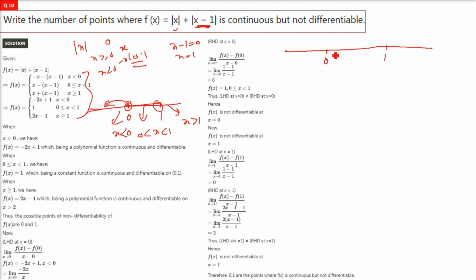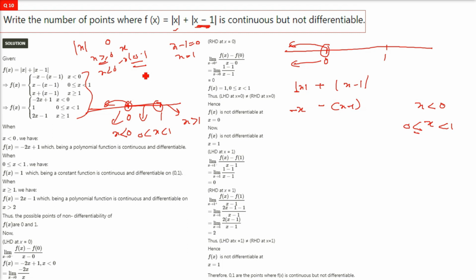So this is 0, this is 1, we already explained it. So modulus of x plus modulus of x minus 1 we have to do. If x is less than 0, that means we are on this side. So modulus x will be negative x, because of course below 0 mod x is negative, and below 1 modulus x minus 1 is negative. So we are talking about below 0. So it will be negative x minus 1. When we are between 0 and 1, see, always we take the equality here.